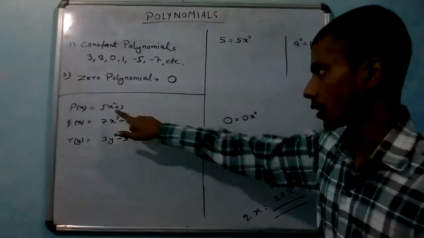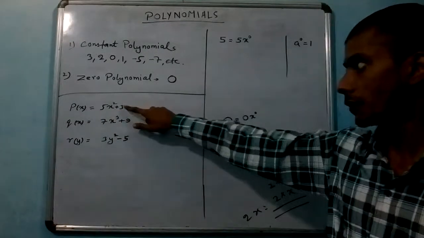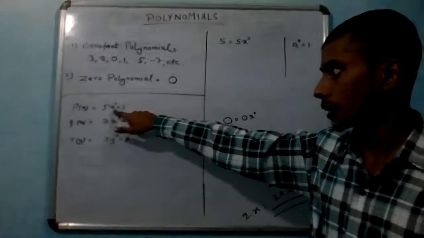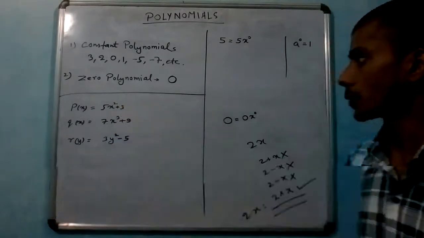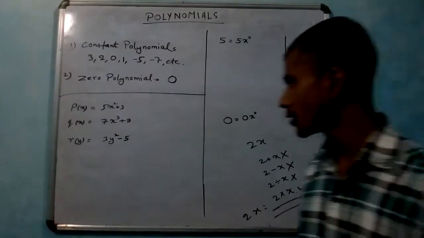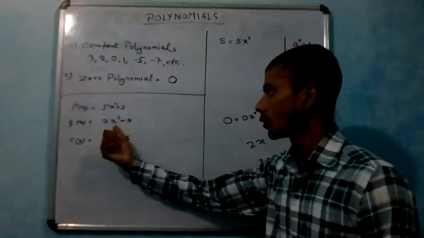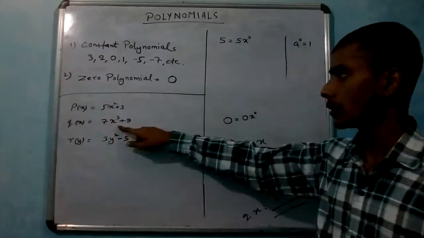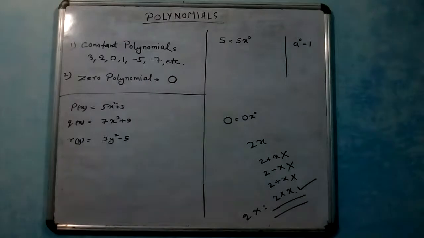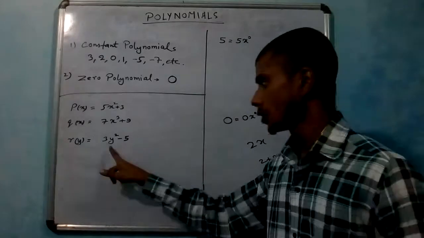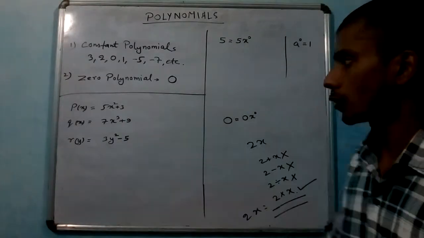What are these? Can we call this expression a polynomial? 5x square plus 3. Come to the variable, check the variable power, it's a whole number. Yes, we can call this expression a polynomial. Correct? Now, can we call this a polynomial? Please, I need your full concentration. See, 3y square minus 5. Can we call this a polynomial? Check and tell properly.